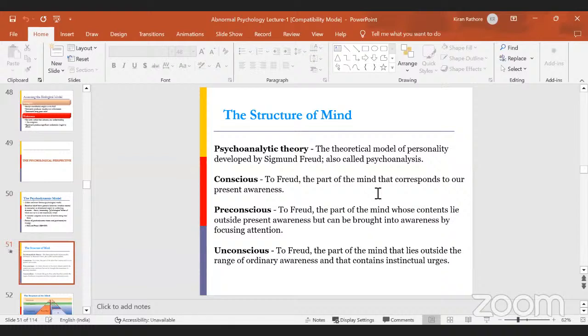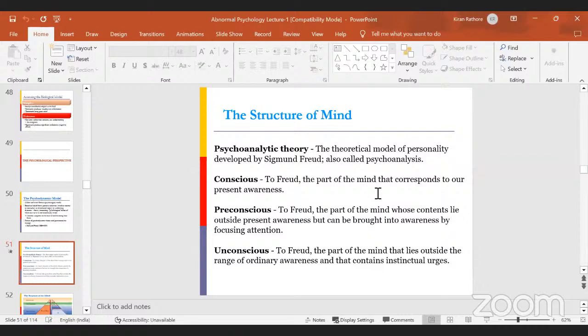Preconscious is the part of the mind whose contents lie outside of our awareness. We are not really aware of it, but if we focus our attention, if we concentrate, then that part of our mind can be brought into our awareness. Unconscious, according to Freud, is a part of the mind that lies outside the range of ordinary awareness and contains our instinctual urges.